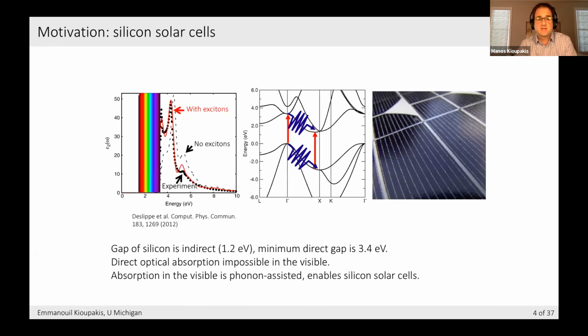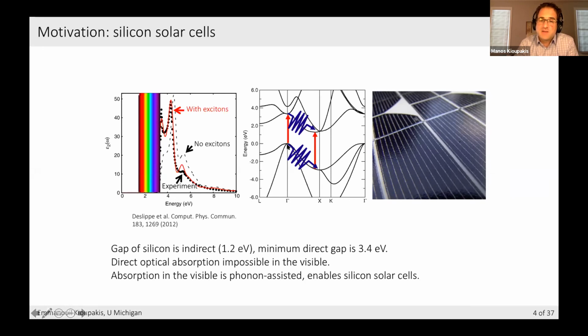The challenge is when we want to talk about the visible part of the spectrum, because this is crucial for silicon solar cells. Silicon solar cells would not work if you did not have phonons. The reason is that the band gap of silicon is indirect. The minimum direct band gap is 3.4 electron volts, which means that for this direct process to happen, you need ultraviolet photons. Everything you see here happens for energies above 3.4 electron volts. So that's not where the solar spectrum is. The majority is in the visible.